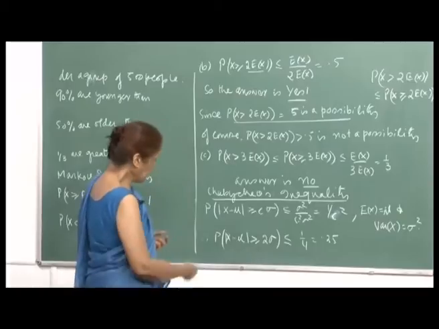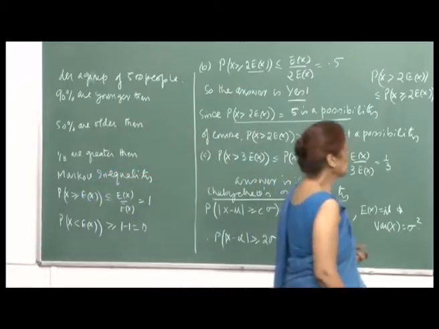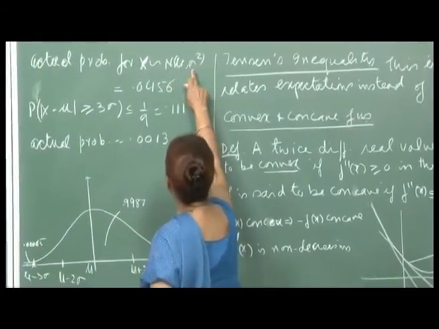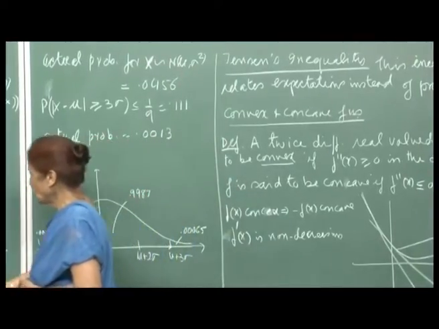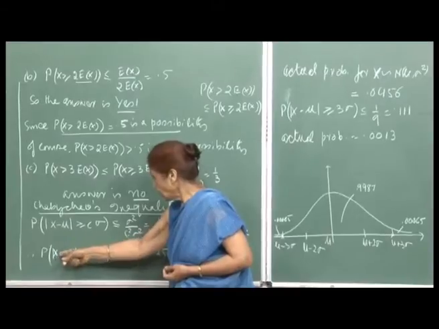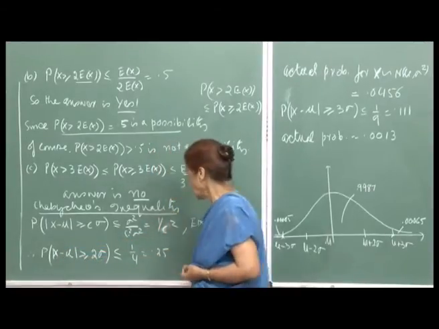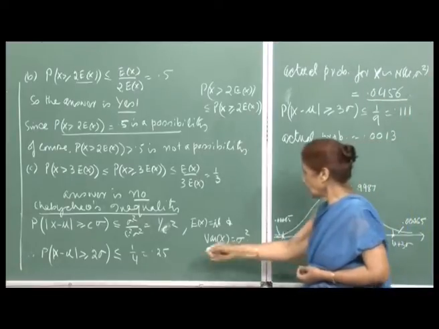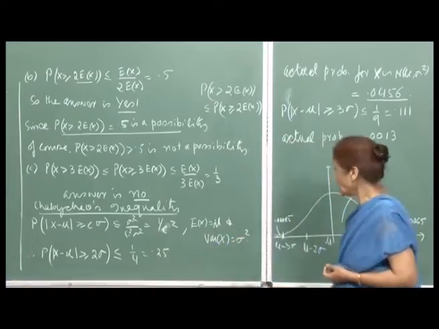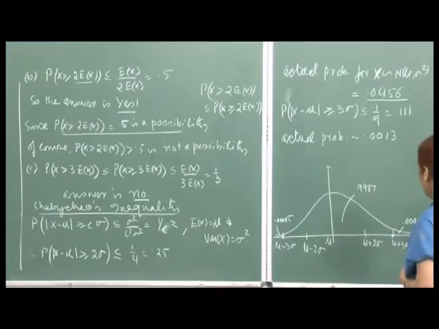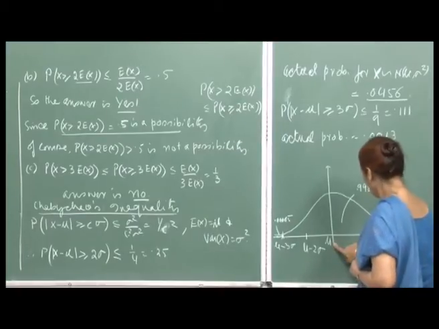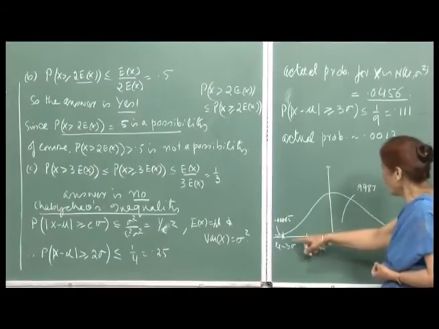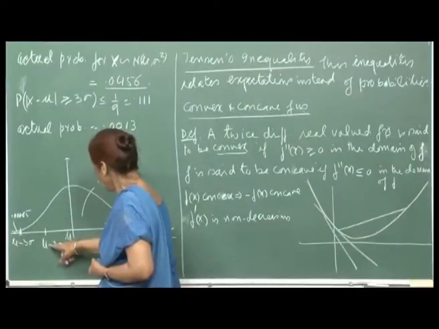Now, if you compare this with some of the actual probabilities, then you see for x distributed as normal with mean mu and variance sigma square, and you are looking at the probability that the absolute value of x minus mu is greater than or equal to twice sigma, then the actual probability is 0.0456. So, you can see that this is much smaller than 0.25, and if you look at the diagram, this is the mean, your x axis is this, and then this is your PDF.